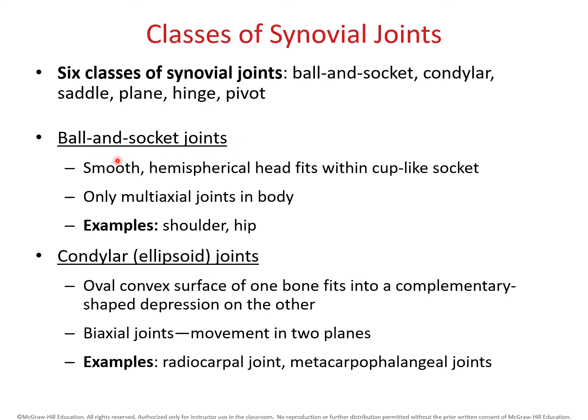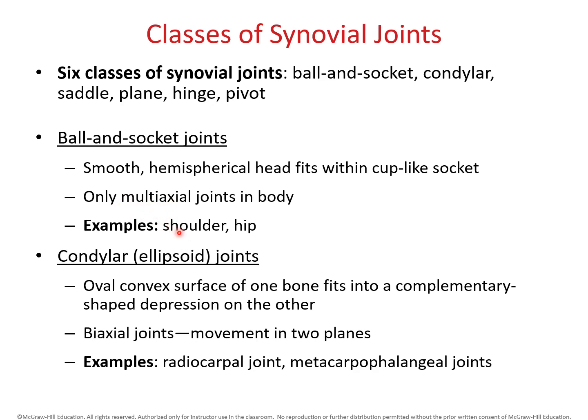First of all, we have our ball and socket joints. These are just what they sound like. We're going to have the head of a bone, for example, the head of the humerus, join up with a larger cup-like socket. In the example of the shoulder joint, the head of the humerus connects with the glenoid fossa, which is like a cup-like socket. Examples are shoulder and hip joint. So you should know the specific examples of each class. Shoulder and hip.